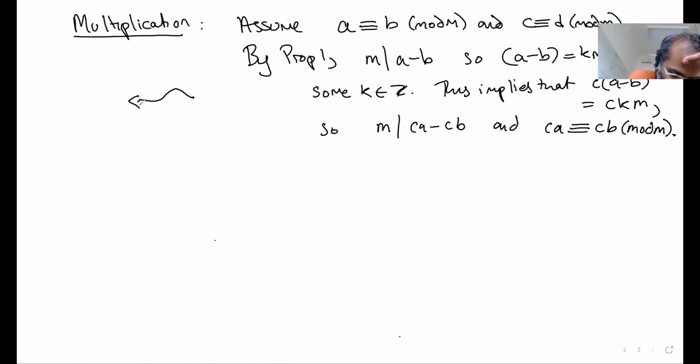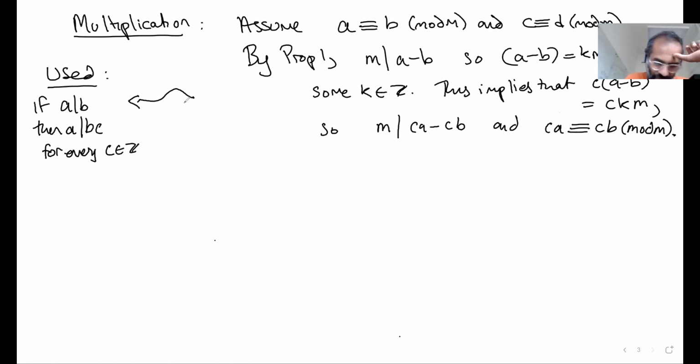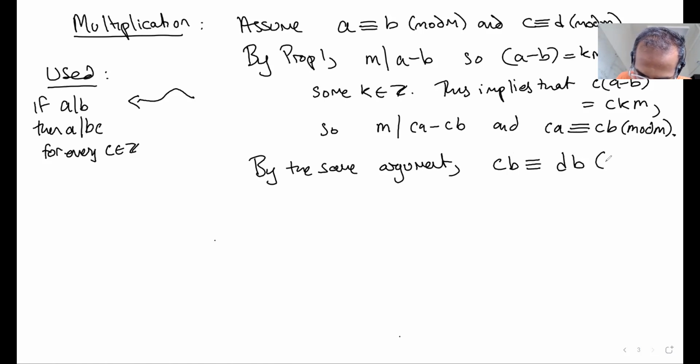Here I'm using an easy fact about divisibility, that if A divides B, then A divides BC for every integer C. That's the fact that I used. I can throw in the C for free. Any questions about that little argument? So I went from A congruent to B mod M to CA congruent to CB mod M. Now by the same argument, I can take the other congruence, that C is congruent to D, and multiply both sides by B. CB is congruent to DB mod M.